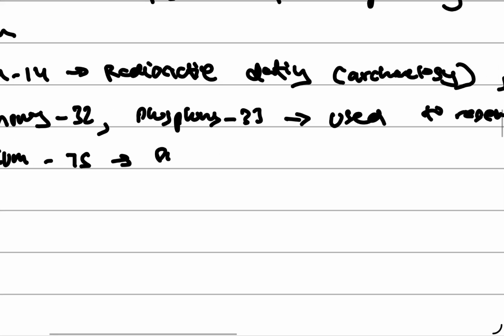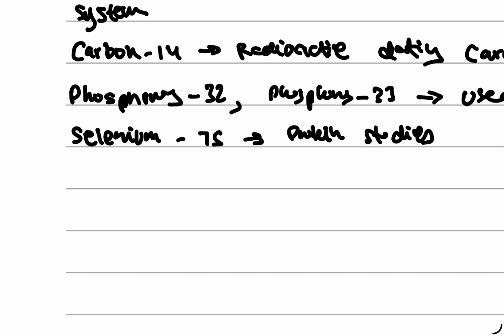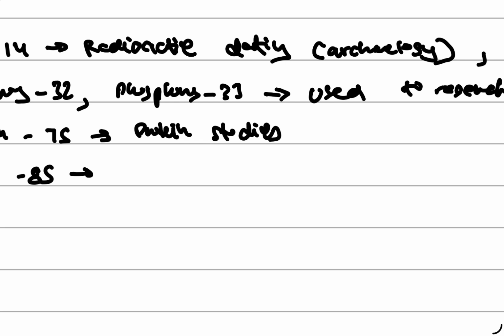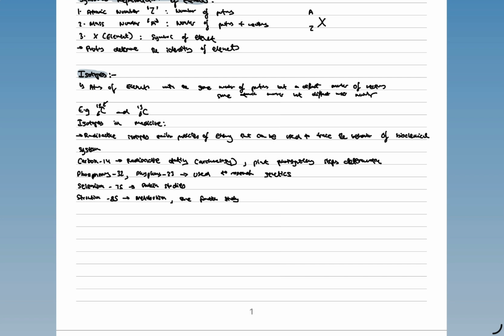Another thing which is actually really important and really quite cool is what we call selenium-75, and this one is really important in protein studies. Another example could be strontium-85. Now these are all isotopes. They have different numbers of neutrons, and this is used in metabolism and also, I guess, in bone formation study. Alright, so those are some examples of the use of isotopes in medicine.